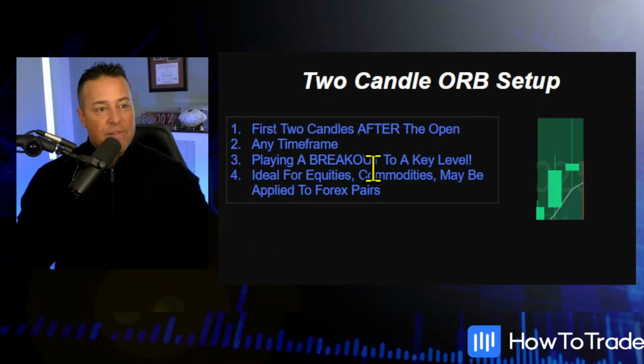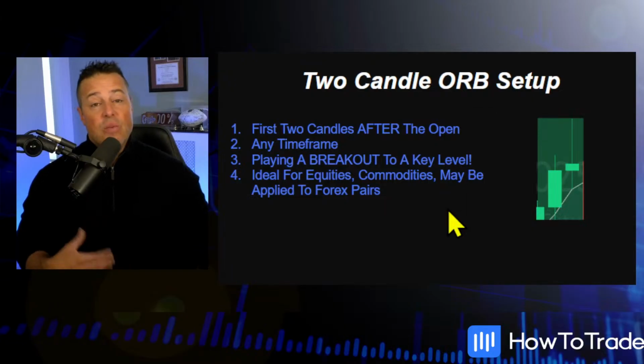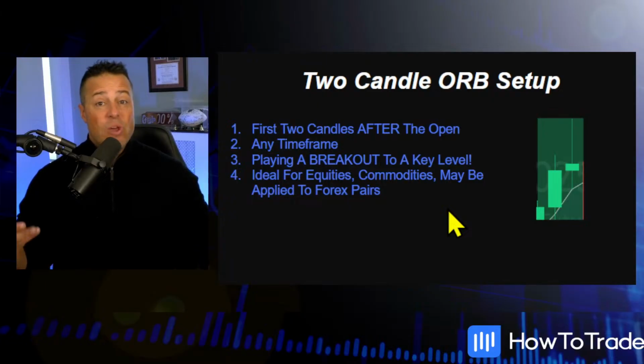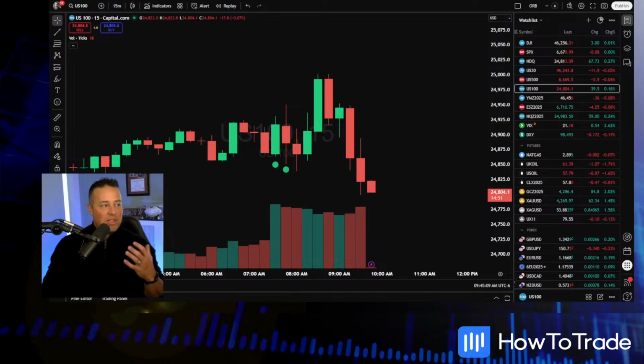Remember, you're looking for your first 2 candles after the open on any time frame. You're playing a breakout to a key level. Your key levels could be your overnight highs, your overnight lows, previous day's highs, previous lows, previous week's high, previous week's low, previous month's high, previous month's low. Those would be basic key levels. You could also use big round numbers. We're going to talk a little bit about that, especially when we look at what happened in the US 100 today. So, all right, guys, let's go ahead and spot an orb.